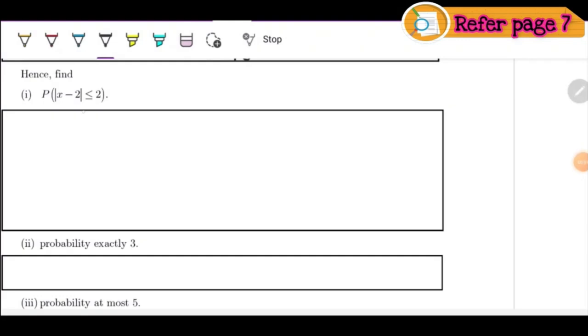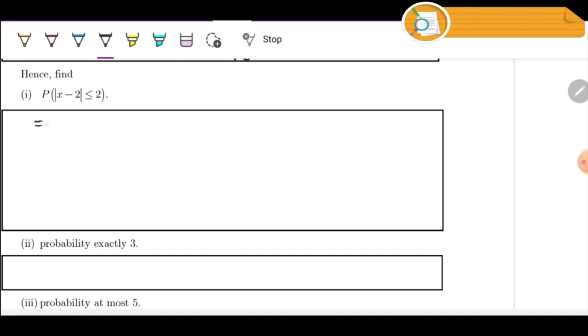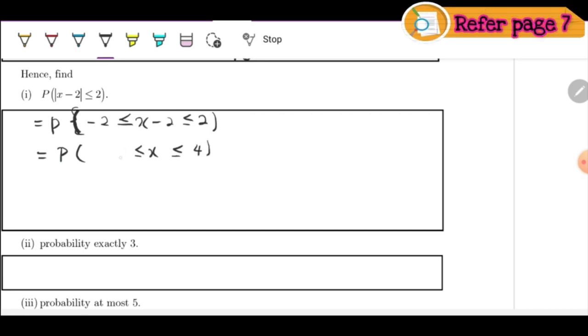Hence, find the probability of modulus x minus 2 less than or equal to 2. So firstly, we must define the modulus. It becomes x minus 2 less than or equal to 2 and greater than negative 2. Simplify: 2 plus 2 we get 4, and negative 2 plus 2 we get 0. We must find the probability where x is less than or equal to 4 and greater than 0.